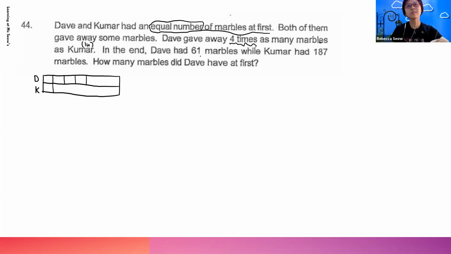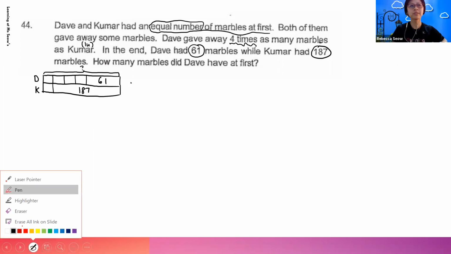So Dave had 61 marbles left. Kumar had 187 marbles left. So what does this mean? This means that 61 wasn't given away. We can put 61 here. And for Kumar, 187 marbles wasn't given away. We could put it down here. All right, now we want to find how many marbles Dave had at first. So you want to find this. Maybe if I were to draw it clearer, it will look something like this.